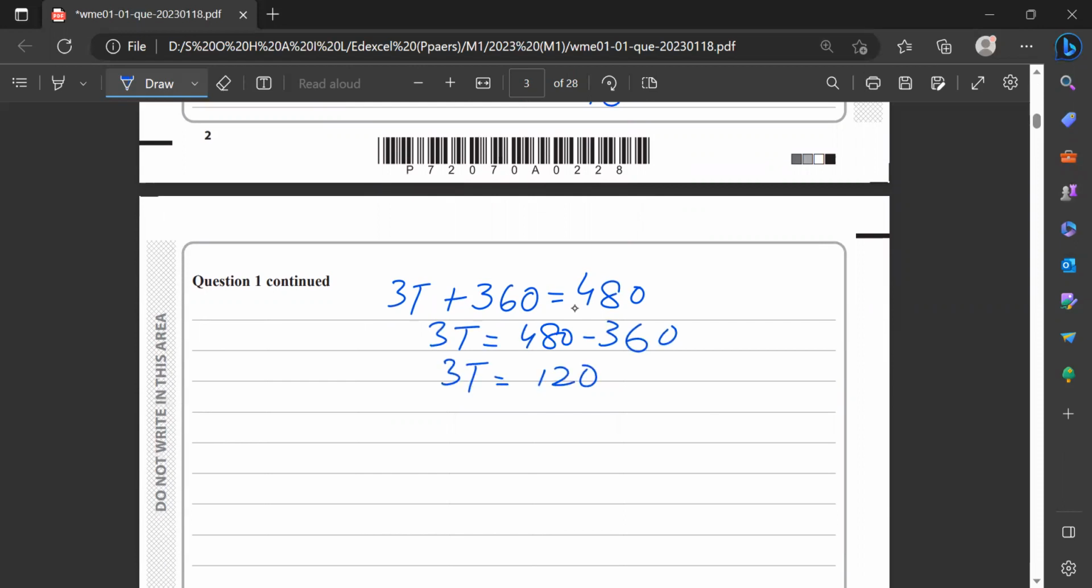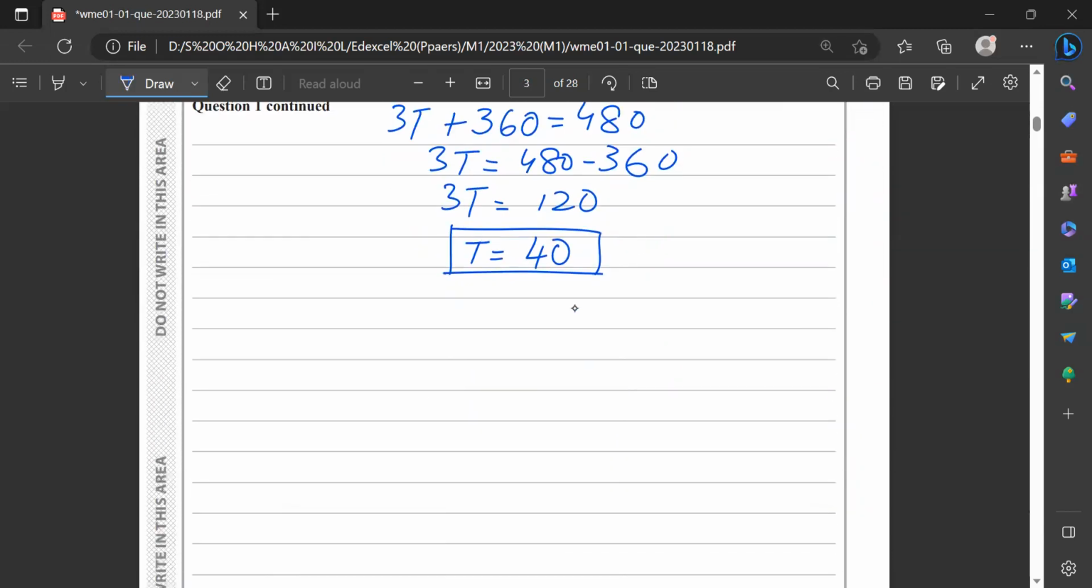So if it is 120, then divide by 3. If we divide by 3, we have the answer for the t value. The question was to find the value of t. So t is equal to 40. So the value of t is 40. We have the answer for this part B.